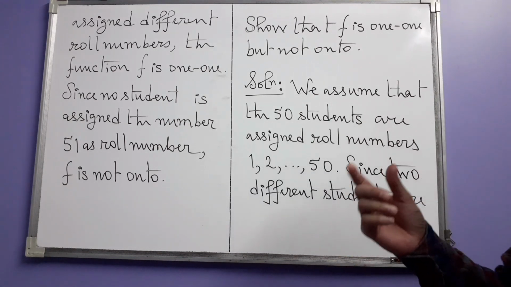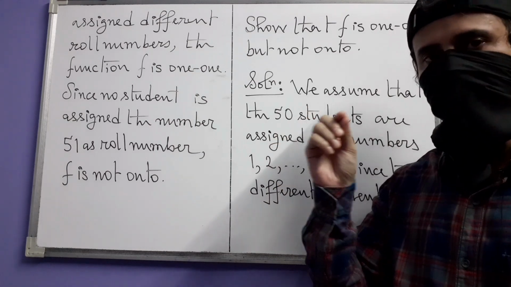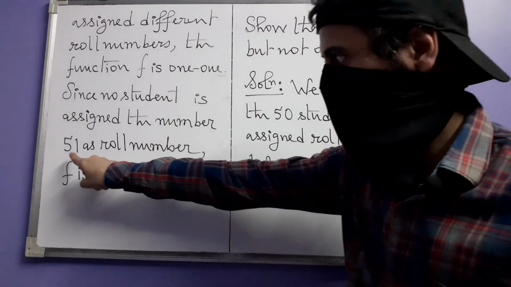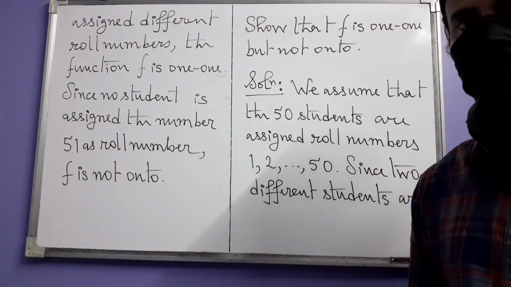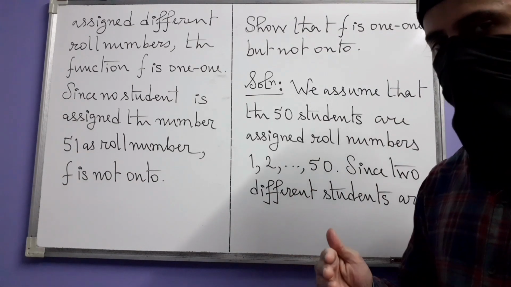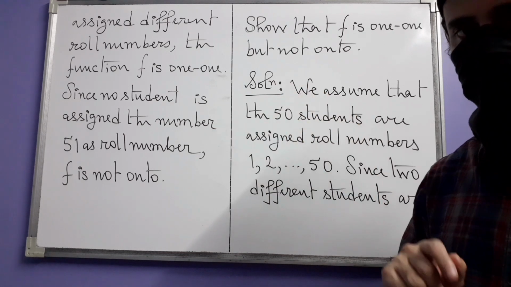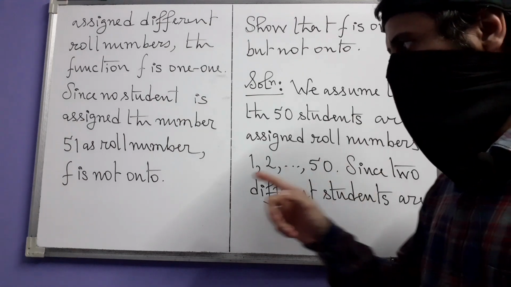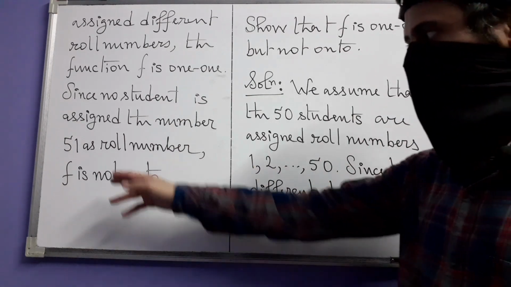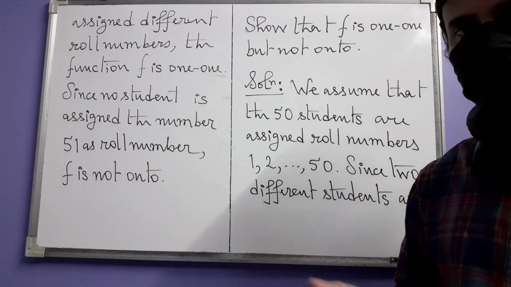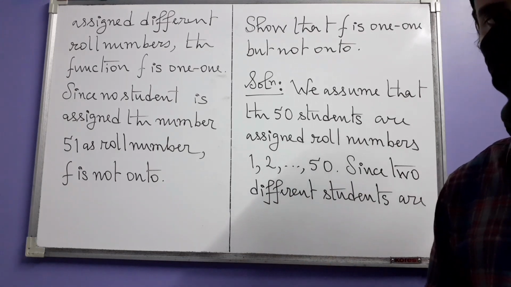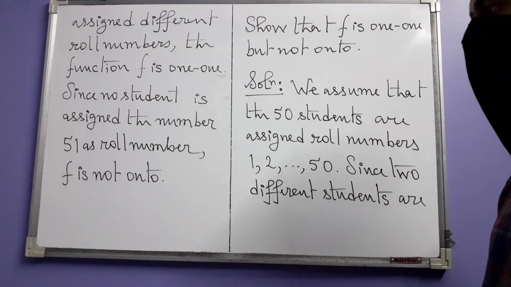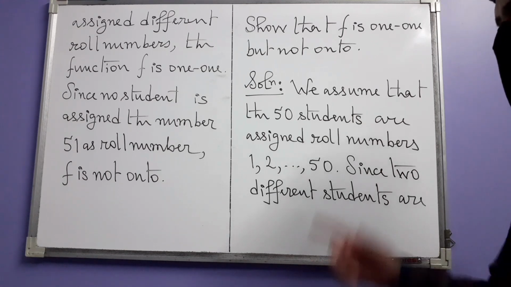But recall that f is a mapping from A into N, the set of positive integers, and you take this positive integer 51. This is not the image of any element of A. 51 cannot possibly be the roll number of any student, and that is why f is not onto. Instead of 51, you can take some larger number also, say 52. That can also be used to show that f is not onto. So that's the thing. Let's see the next one.